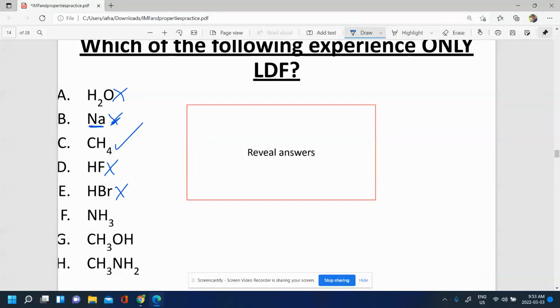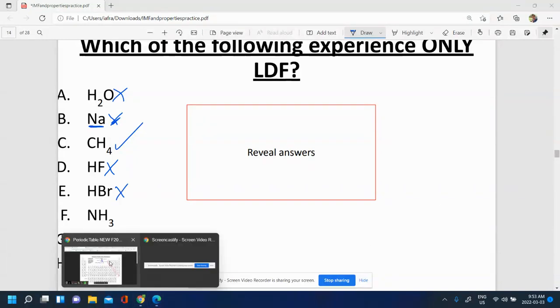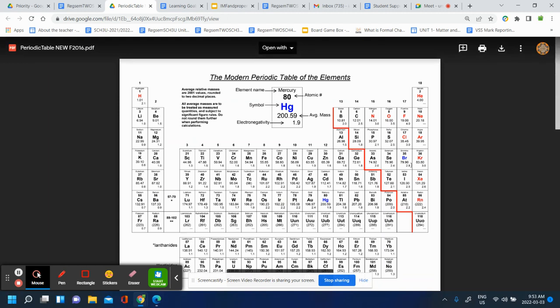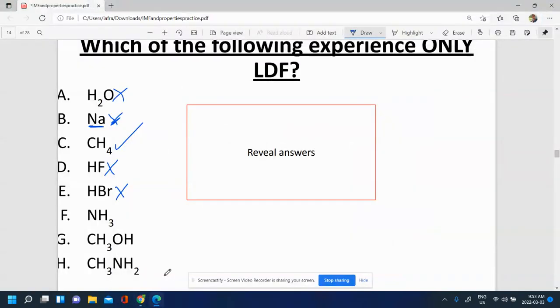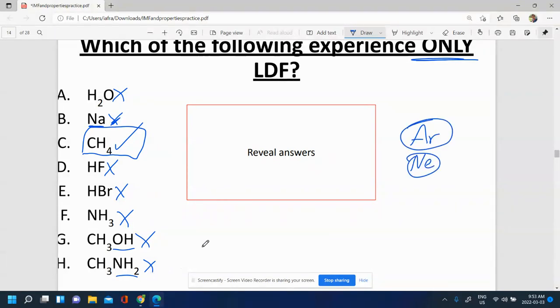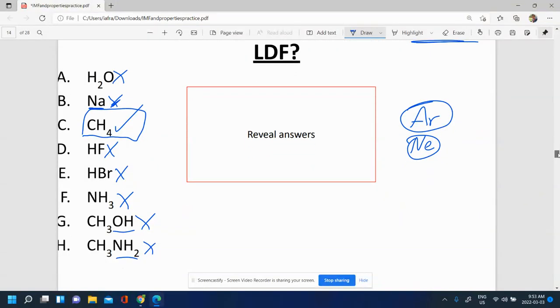Let's double check that because I forget what the electronegativity is. 2.8 minus 2.1, right? So it's still polar, so there's dipole-dipole in there. So that's not only LDF. NH3 has hydrogen bonding. This has hydrogen bonding, and this is hydrogen bonding. So really, the only one that has only LDF is whatever is just purely nonpolar, like that. Or you might see gases like argon, neon. These noble gases only have LDF in them because they're just atoms.